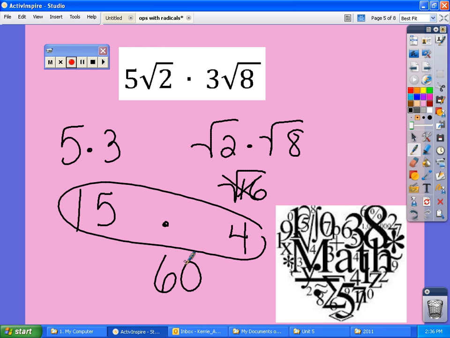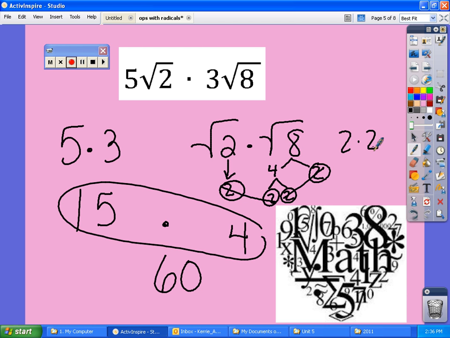Okay? Now, another way I like to do it, and this comes into effect when I have bigger numbers. These are small numbers. I like to just go ahead. Let me erase this out of the way. I like to break my numbers down. So 2 is just a 2. And 8, when I break that down, that's 4, 2. Circle the 2, 2, and 2. When you multiply, you are allowed to combine factors. So I have one pair of 2's and another pair of 2. 2 times 2 is 4. I get the same exact answer.